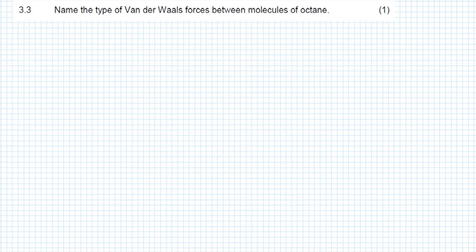Question 3.3 says, name the type of van der Waals forces between molecules of octane. Octane is an alkane, and alkanes are nonpolar. There are three types of van der Waals forces that we deal with in grade 12. There are London forces, also known as induced dipole forces. We have dipole-dipole forces and hydrogen bonds.